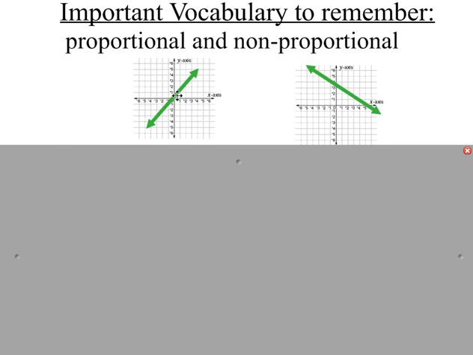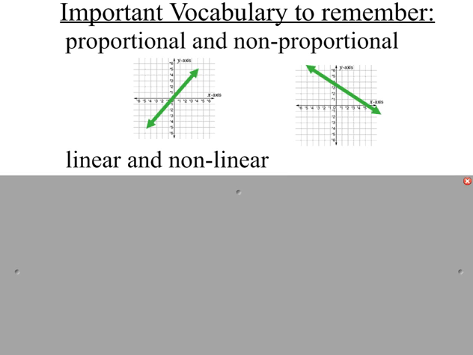That means that the y-intercept is 0. When a linear equation or function is non-proportional, it does not go through 0. It has a y-intercept of any other number but 0.